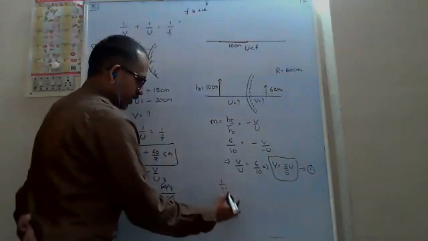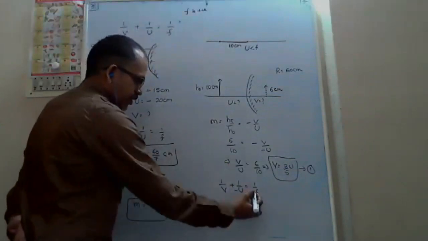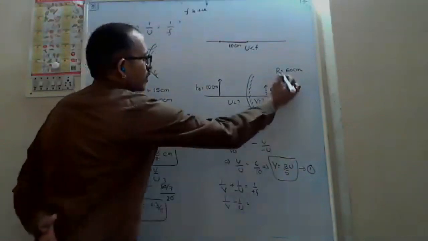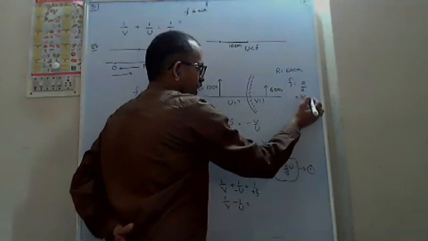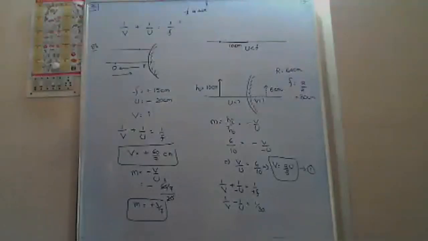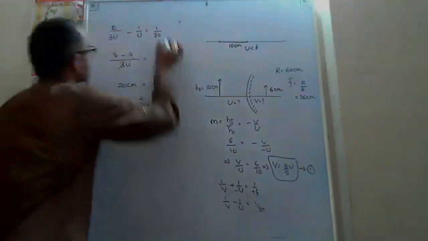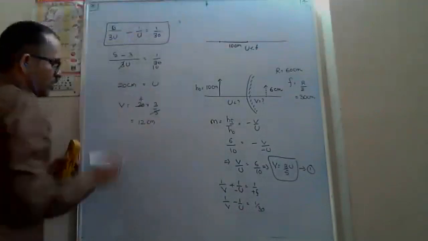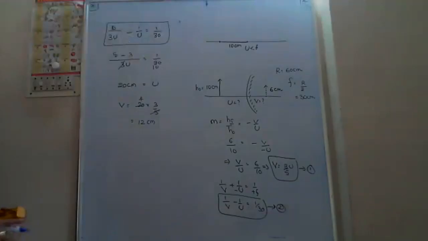Again, the other equation: 1 by v plus 1 by u equals 1 by f. Sign convention: u negative, f positive. So 1 by v minus 1 by u equals the focal length. Radius of curvature 60 means focal length... U is 20, sir. You're right, Nana. So by solving these two equations after substituting the v value here, finally you got u equals 20, v equals 12. Right, good. It's correct.